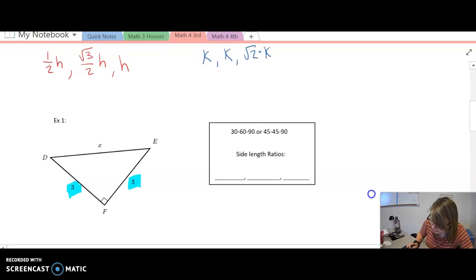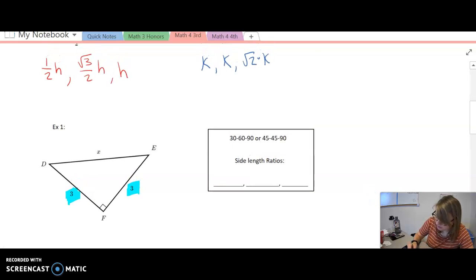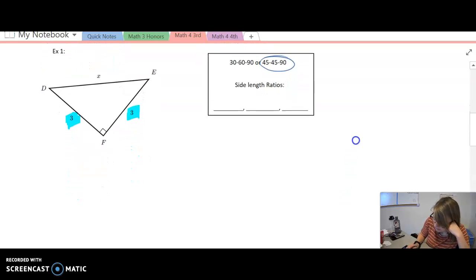And when we look back at our side ratios, so this being the 45 and this being the 30, 60, well, which one has the ratios where there are 2 equal lengths? That would be the 45, 45. So there are 2 k's. So that automatically tells me we have a 45, 45, 90. And we have to write our side length ratio, so we have k, k, square root of 2 times k.